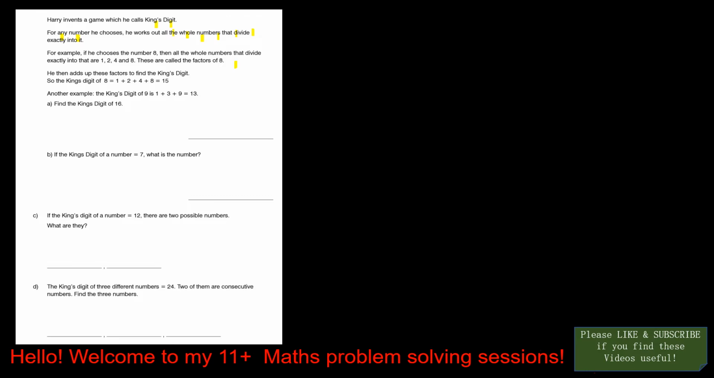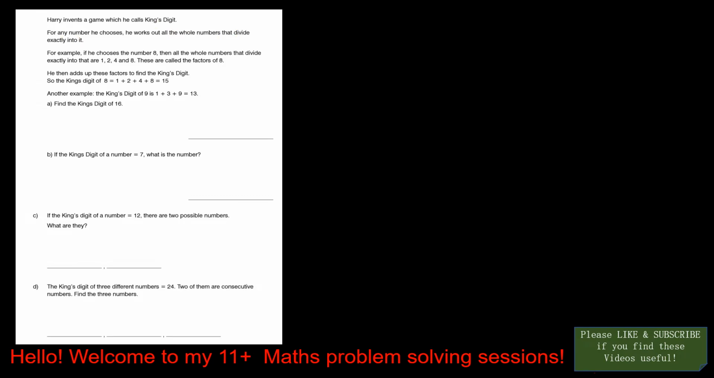Another example: the King's digit of 9 is 1 plus 3 plus 9, which is 13. Find the King's digit of 16. So how do we go about doing it? If you have to find the King's digit, there are 2 steps to be followed. The first is you have to find the factors, and then you have to add those factors.